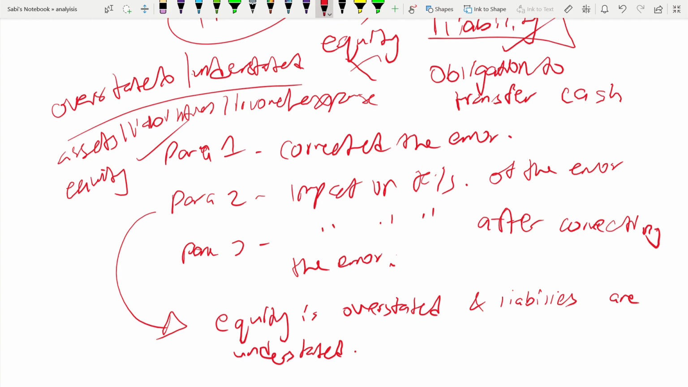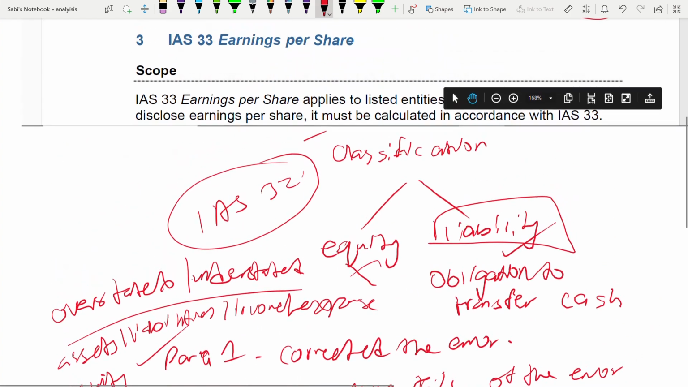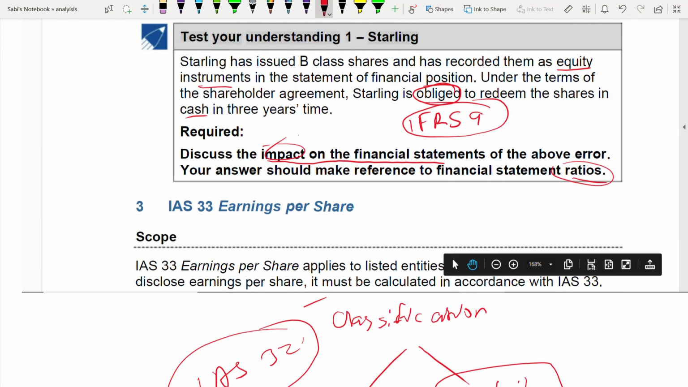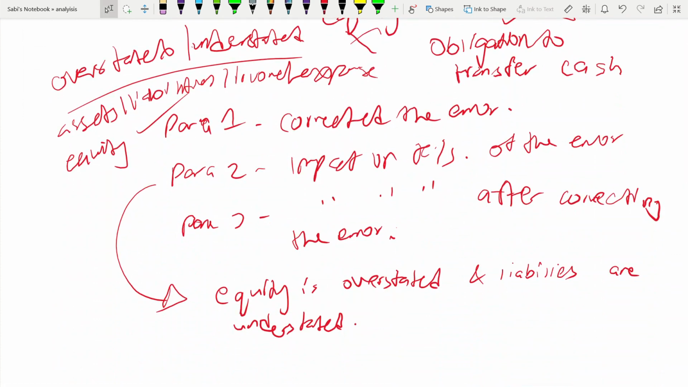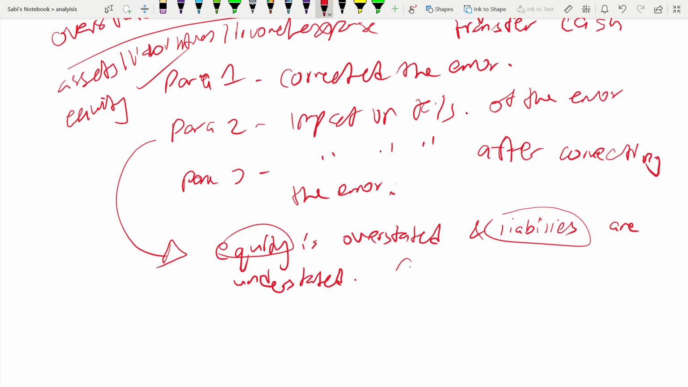Now what happens? We told the impact. Impact part is over. What about the ratios? We didn't make any reference to the ratio. Can you see? Now you have to mention the ratios also. Which ratio? Whenever the word liability or equity comes, one ratio is very much important. That is gearing ratio. Not your profitability or liquidity ones. It's gearing ratio. You have to mention this ratio.